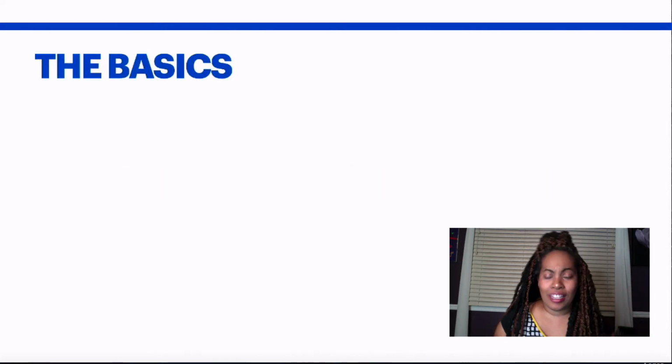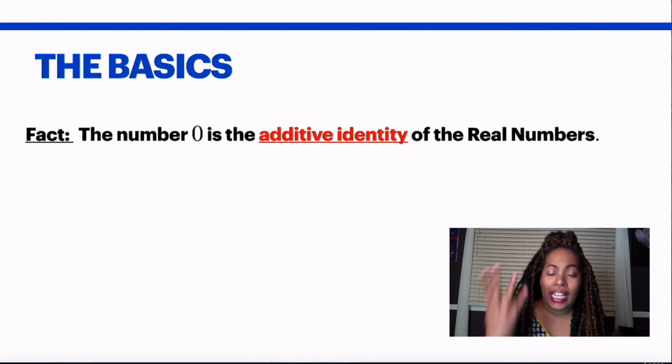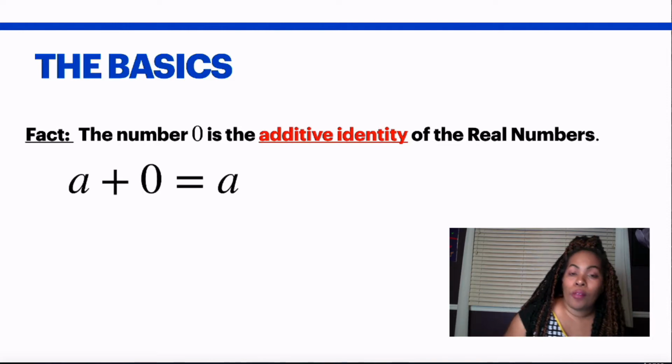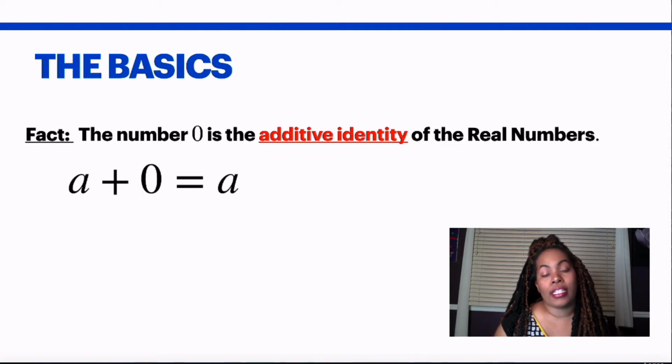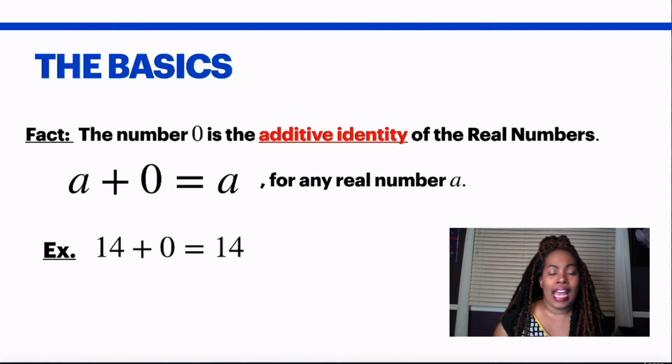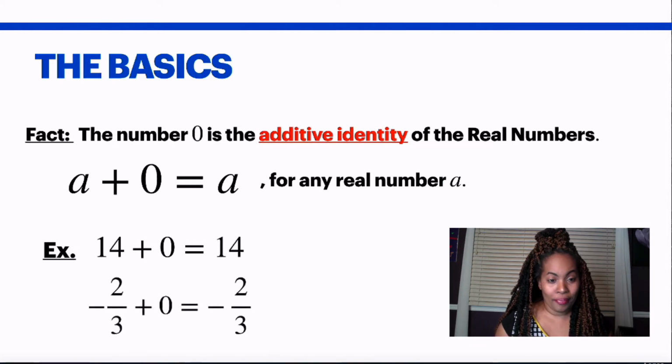But we'll talk about that later. So let's get into the basics. Here's where we would like to start. Now here's a fact, and I want you to write this down in your notes. The number 0 is the additive identity of the real numbers. So what I mean by that is that a plus 0 equals a, and a can represent any real number. So, for example, let's say I have the number 14. 14 plus 0 is just 14. Simple, right? And then if we had negative 2/3 plus 0, that's equal to negative 2/3. So just add 0 to it and you basically get that same number.